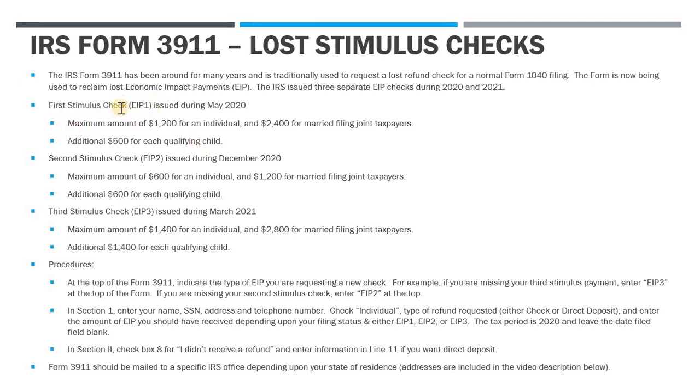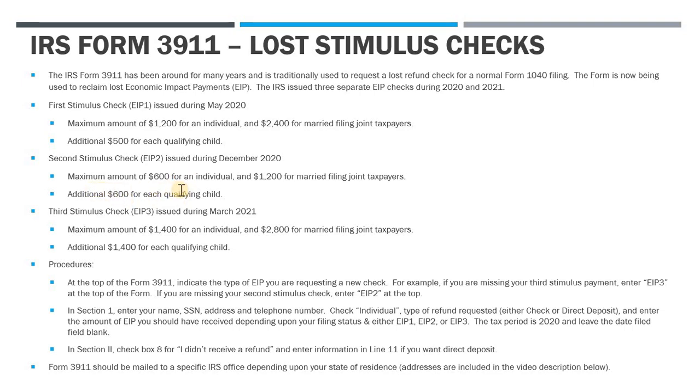Now notice here I have EIP 1 issued after the first stimulus check, EIP 2 here, EIP 3. Pay attention to those because that's important. When you file the 3911, you have to indicate which payment it is you're missing. Okay, you don't just file this for all the payments. Be very precise about which payment you need. You need to let the IRS know exactly which one you're missing, and so you're going to indicate EIP 1, 2, or 3 depending on which one wasn't delivered to you.